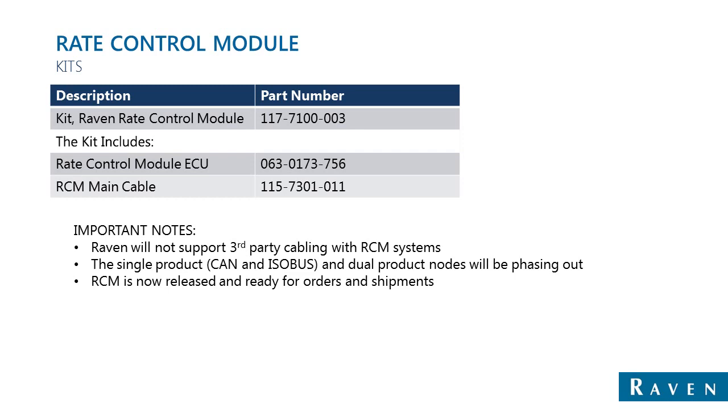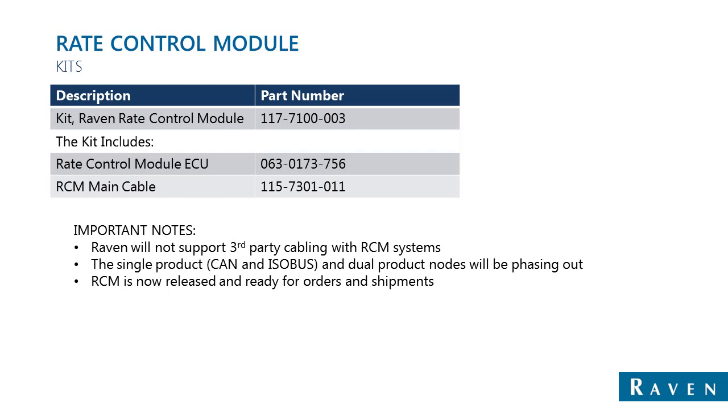Important notes: Raven will not support third-party cabling with RCM systems. We have to use Raven Gen 3 systems. The only exception to this is if using a John Deere system with John Deere main harnessing. We do have cabling available to tie into John Deere ISO factory harnessing. If you have questions on that, please feel free to contact us or contact your Raven dealer for more information on the John Deere cabling.